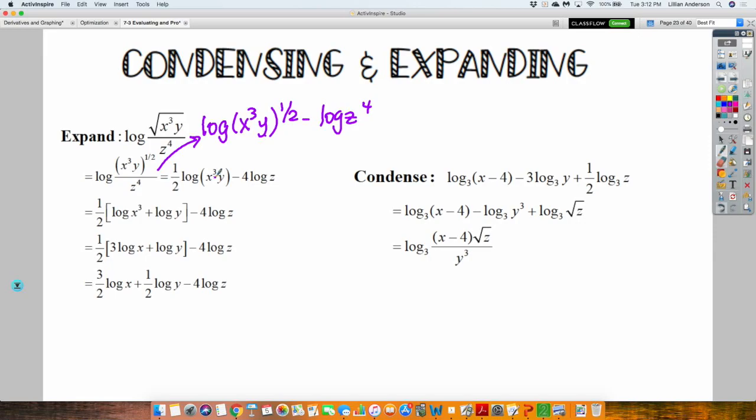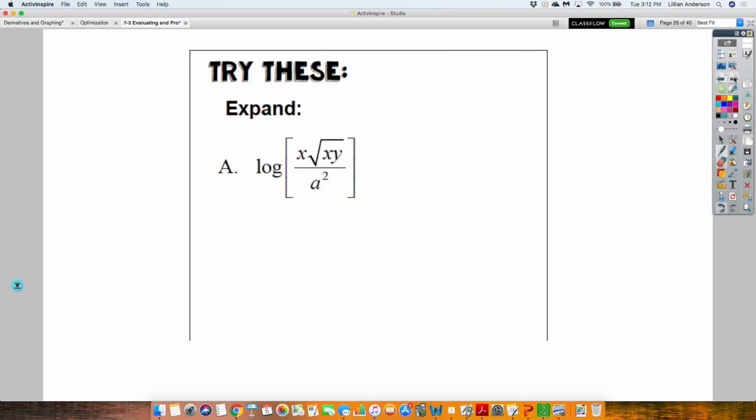A lot of times it's easier if you do it yourself. Okay? So we'll look at the expanding example now, and then we'll go back and look at the condensing one. Okay? So we're going to expand this. How should I start? Change that square root to the half power. So this becomes log of x, parenthesis, xy to the 1/2 power over a squared.